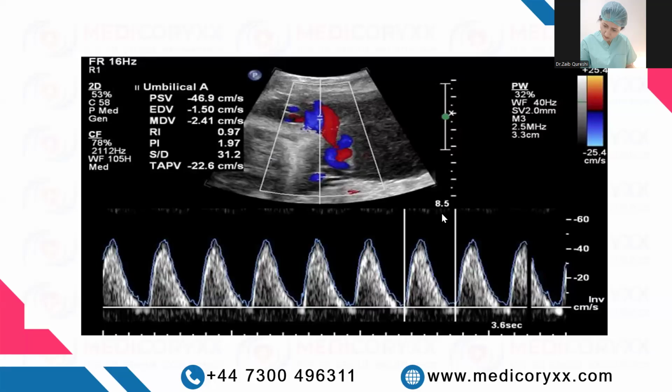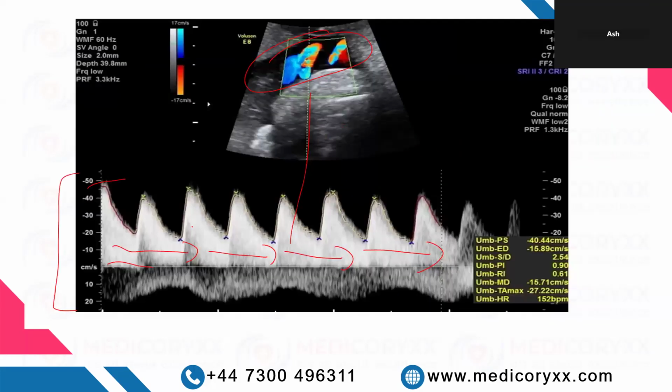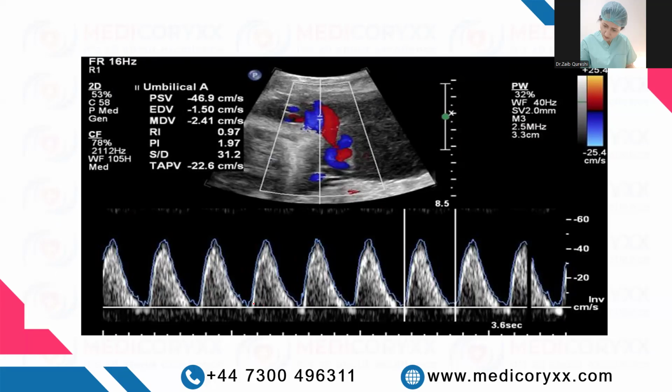What does it show? Just this graph. I have just shown you reverse end diastolic flow. How reverse? I have just shown you this is end diastolic. Okay, this is end diastolic, so flow is good. So what is this? There is no end diastolic flow. Okay, absent.